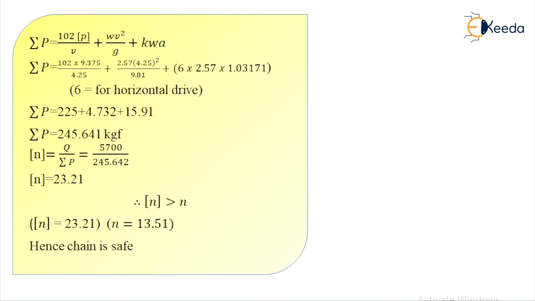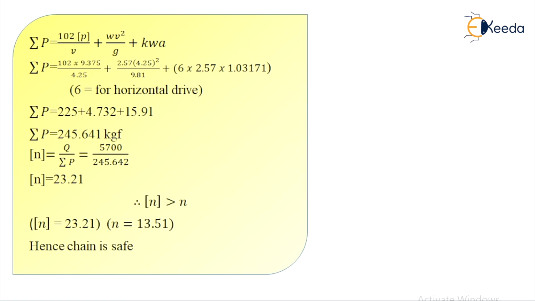So if I substitute all these values in the formula, summation of P is 102 into P divided by V plus WV square divided by G plus K into WA, I get the value of summation of P as 245.641 kgf.